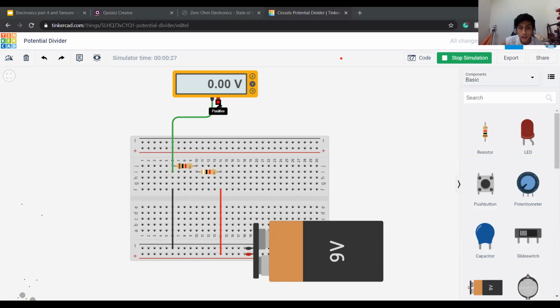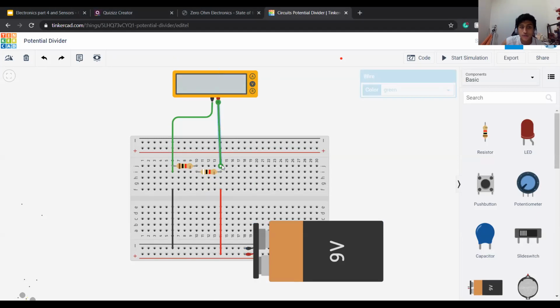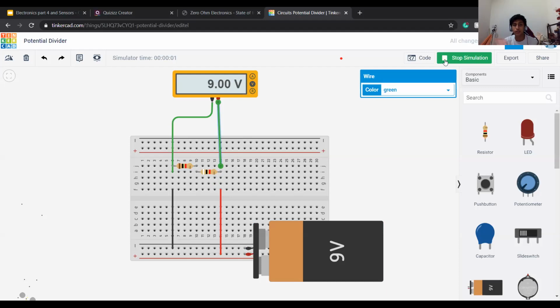Just remind me. Okay, so now guys, this is my 9-volt battery. Forget the resistors. If I connect my voltmeter directly to my 9-volt battery, how many volts is it going to show? Everyone agrees with the 9 volts, right? And it shows 9 volts, doesn't it?